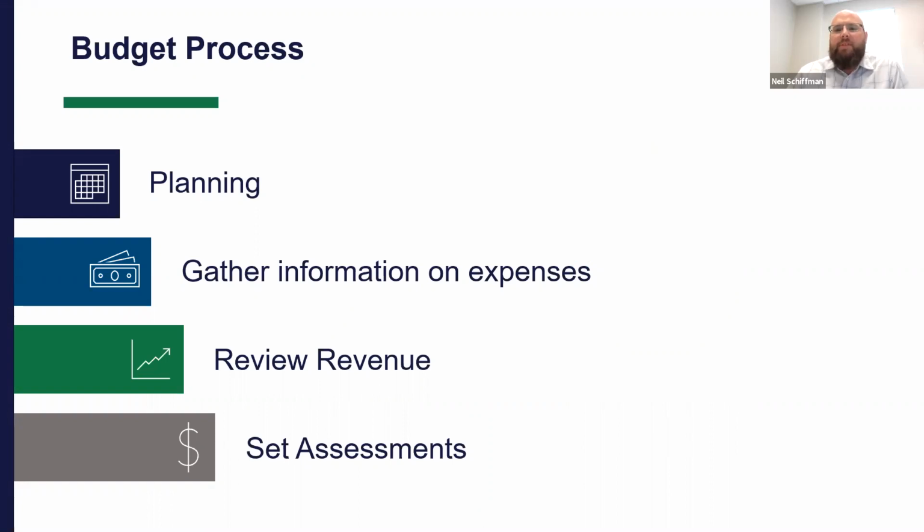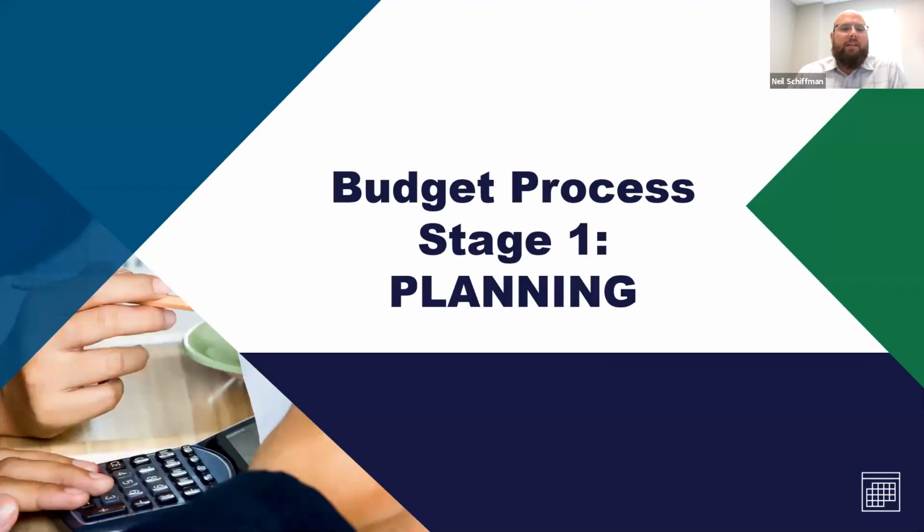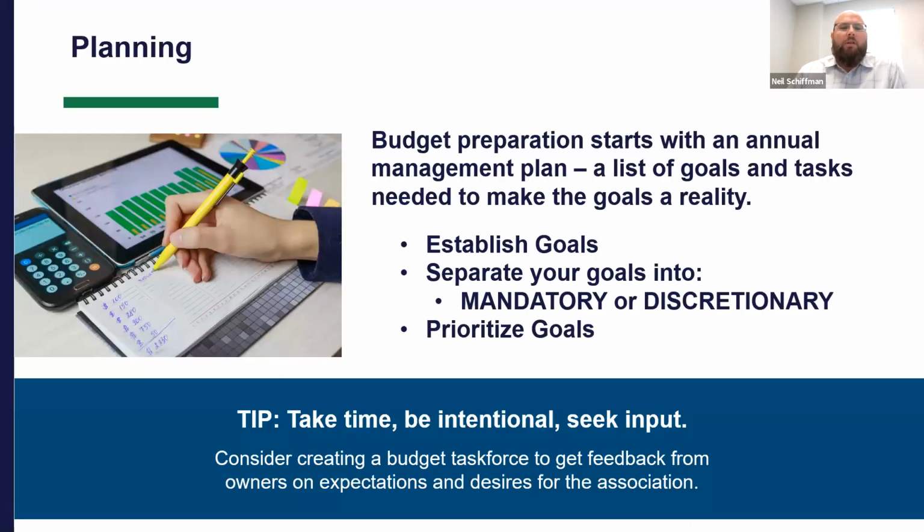So let's discuss the steps of successful budgeting. One of the first steps is planning. As you're putting your plan together, it really helps to have an annual management plan of what you hope to accomplish in a given year. This is a list of goals the board wants to accomplish in the coming year and the individual tasks that are needed to make those goals a reality.